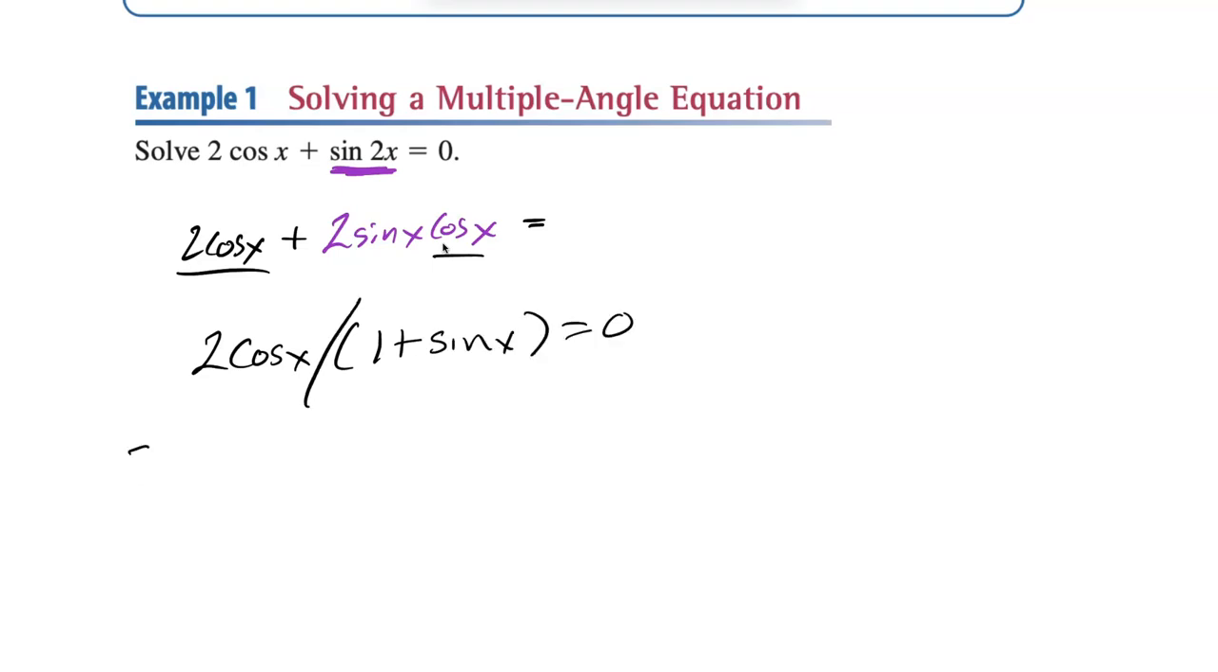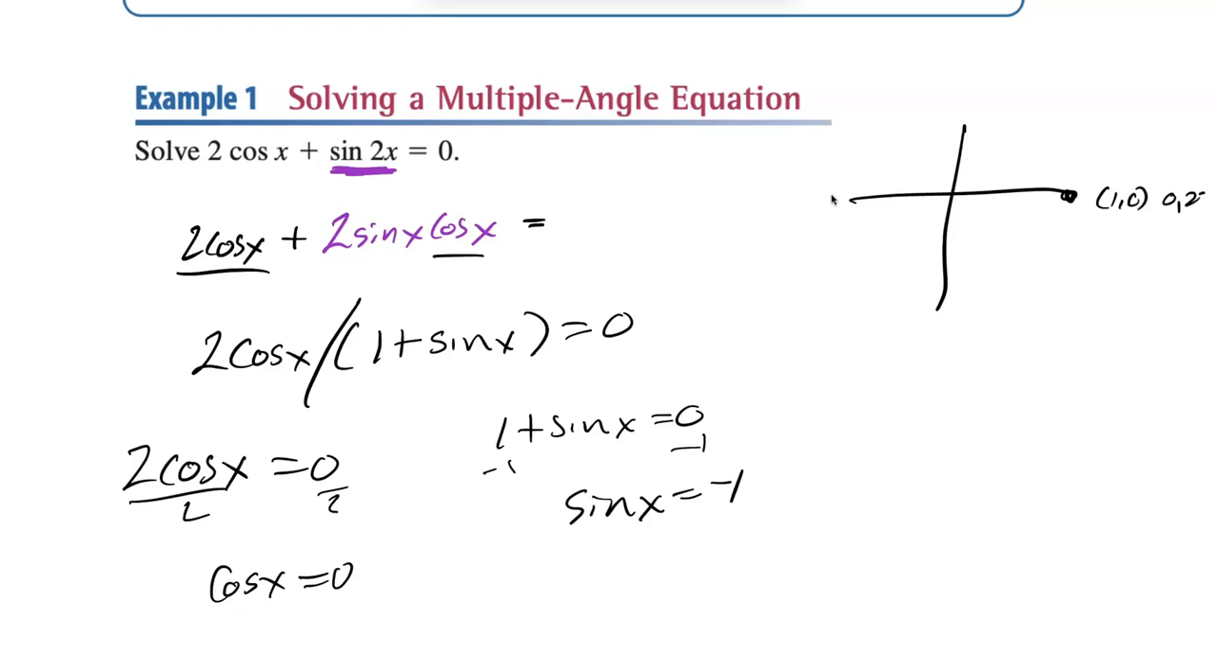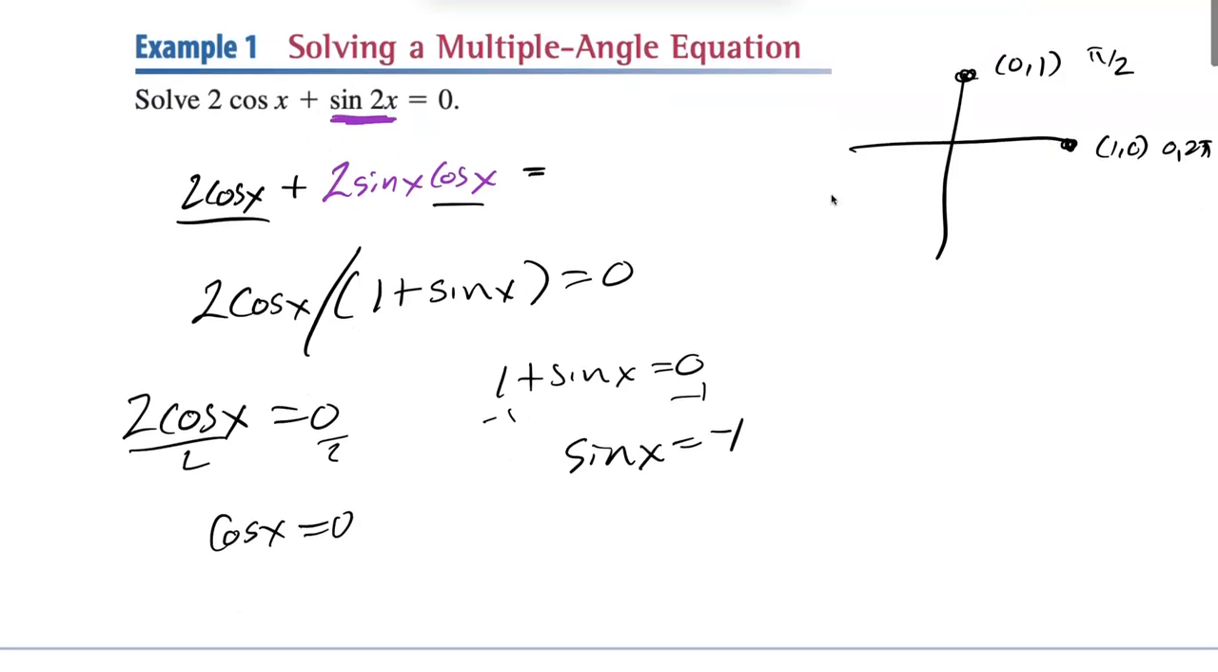We're going to split this: 2 cosine x equals 0, and 1 plus sine x equals 0. Minus 1 minus 1, sine of x equals negative 1. We'll solve that in a bit. Divide by 2, cosine x equals 0. So 0 and negative 1, that's all on the unit circle. This is 1, 0, that's at 0 and 2 pi. 0, 1, that's at pi over 2. Pi, negative 1, 0. And 0, negative 1, that's at 3 pi over 2.